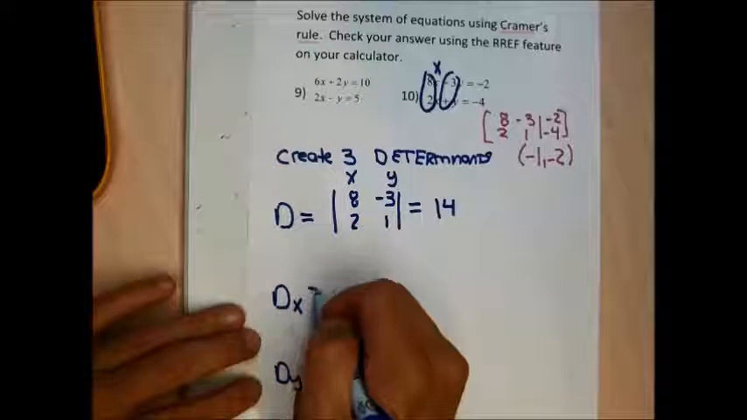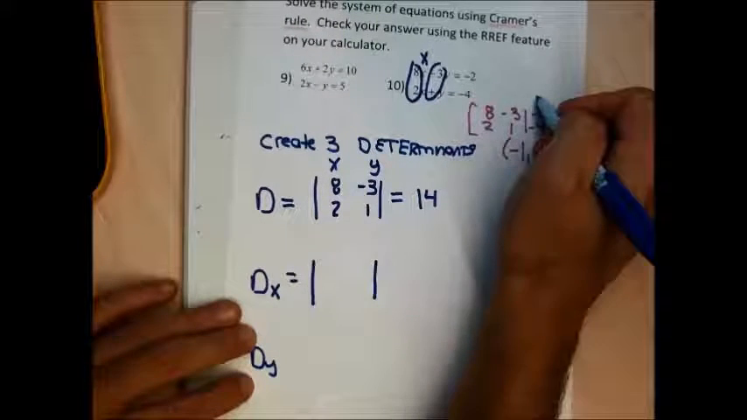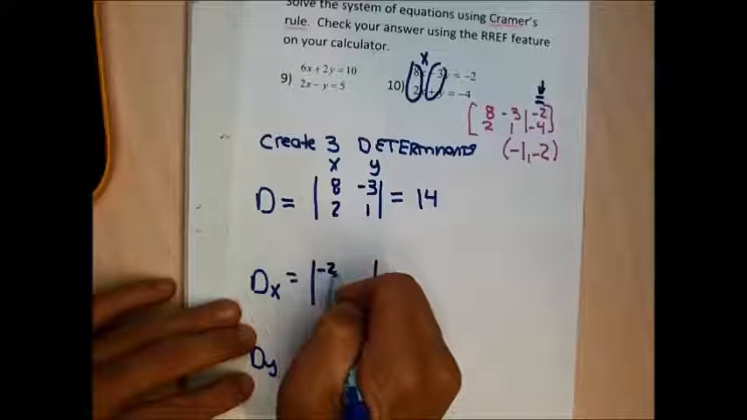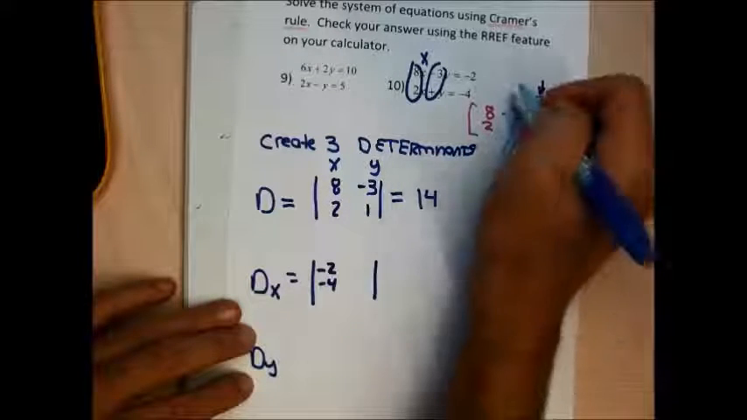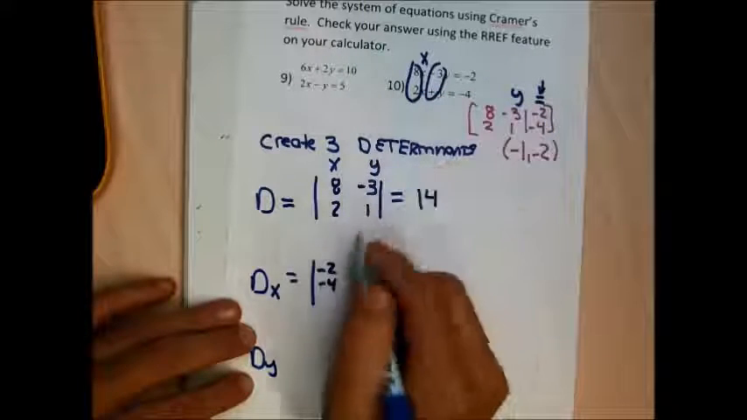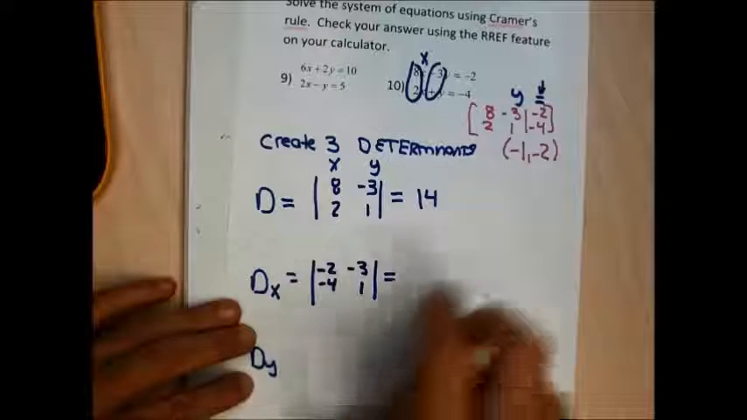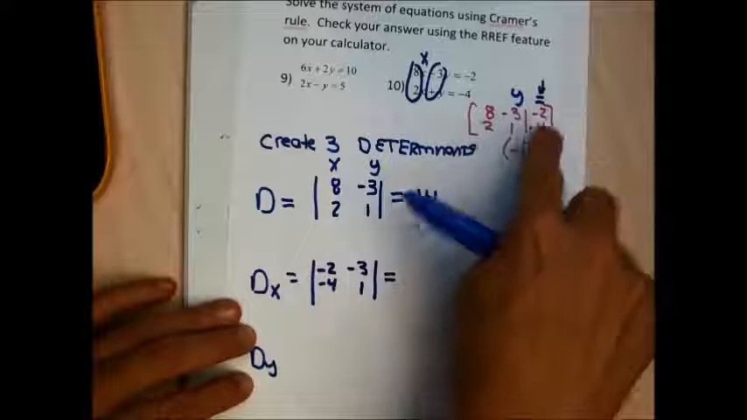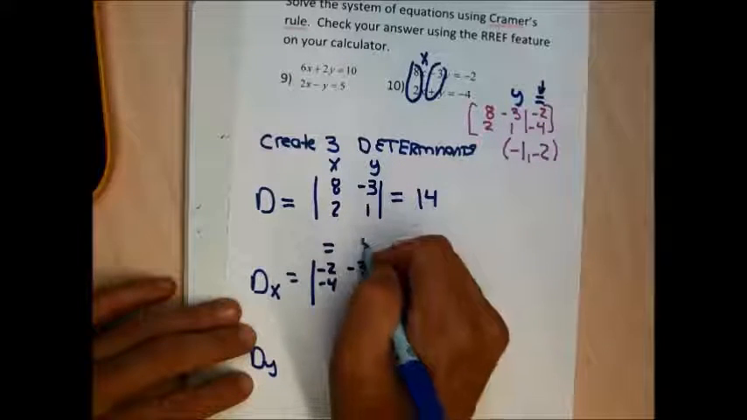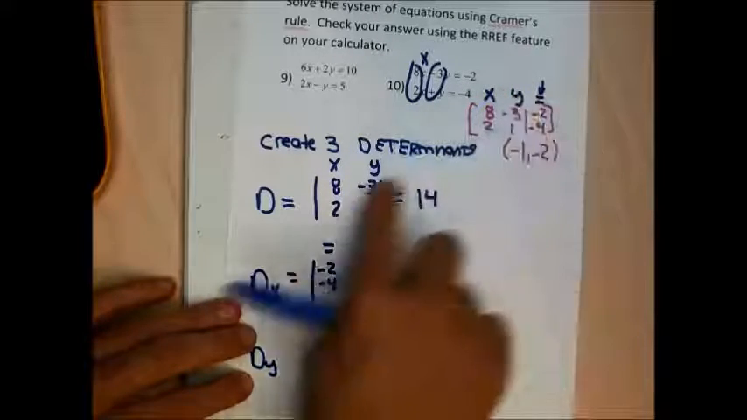The next matrix determinant I need to compute I call D sub x. And it has the numbers first from the equal column. And the equal column has the numbers negative 2 and negative 4. And then it has the numbers from the y column of this matrix here in the original problem. And those numbers are negative 3 and 1. So the D sub x, I look at this matrix. I take the equal column numbers and write them first. And then the y column numbers and write them second. In the initial D, I took the numbers from the x column, then the numbers from the y column.